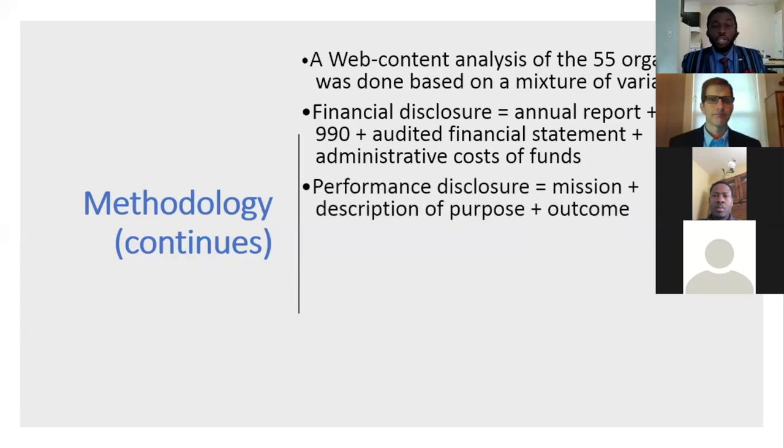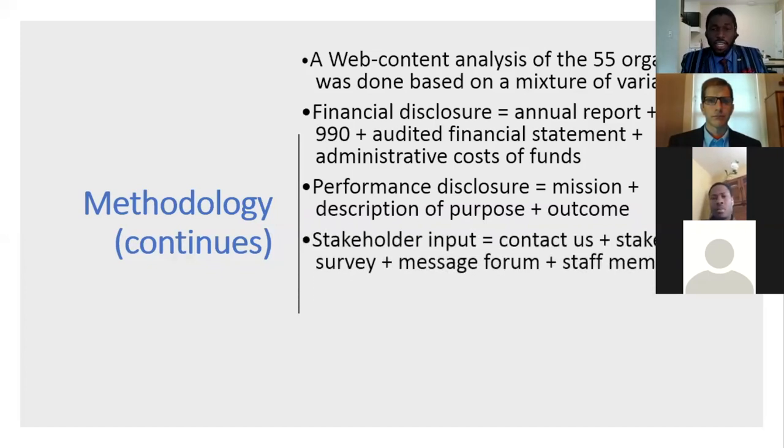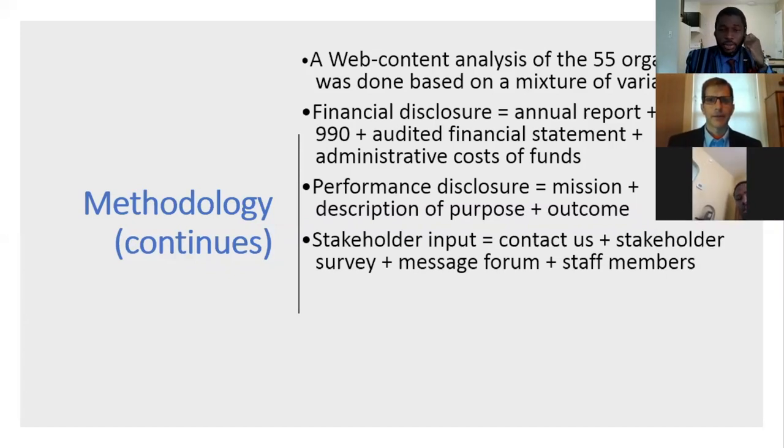For performance disclosure, I looked into the presence of the organization mission. Is it clearly expressed on their website? Do they also describe their purpose? What are they trying to achieve? What are the services they provide to their constituencies? And I also looked into the presence of the outcomes. Do they communicate about the impact they're making in their programs? And for stakeholder input, I looked into the presence of a contact person, the presence of a stakeholder survey, the presence of a message forum, and also the presence of a list of staff members.